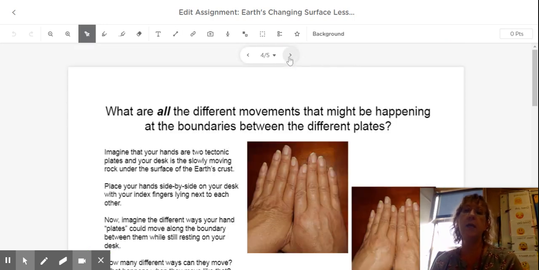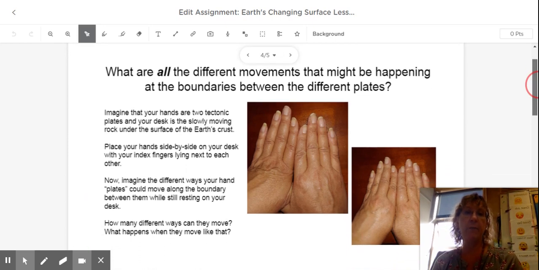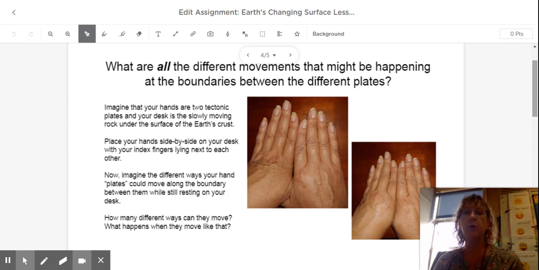So what I want you to do next, we're going to think about all the different movements that might be happening at the boundaries between different plates. You're going to take your hands and put them flat on the table in front of you, side by side, just like in the picture. Then you can tuck your thumbs under, either way, so that your index fingers are touching each other. Without lifting your hands off the table, think about how those plates might move.